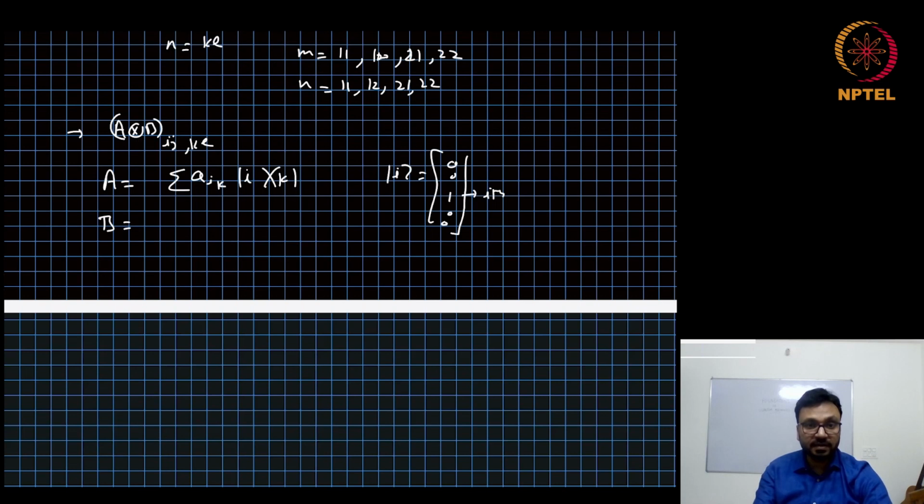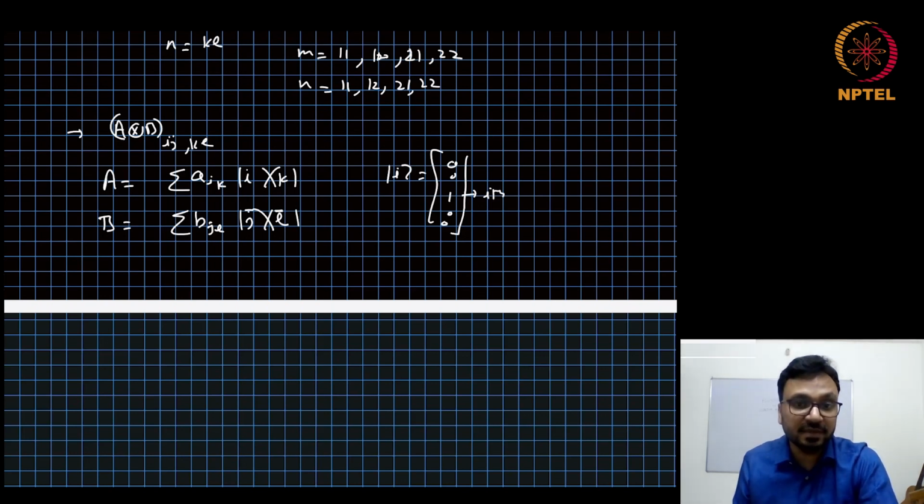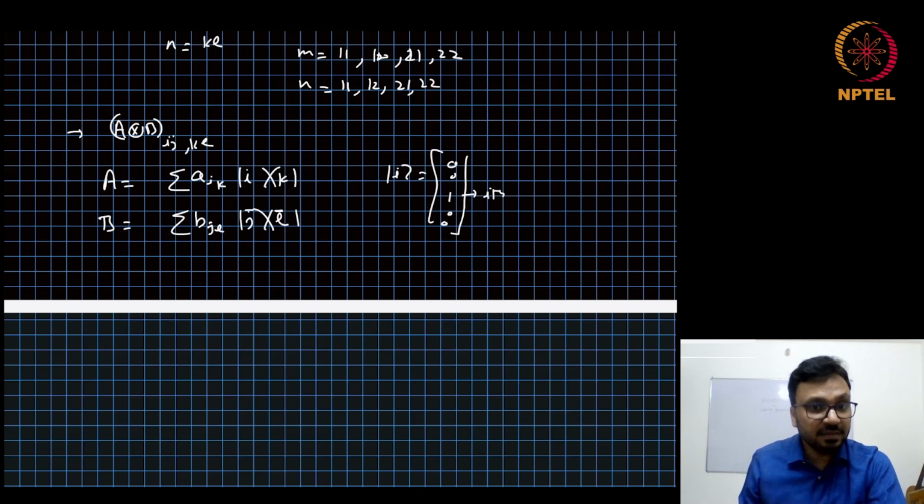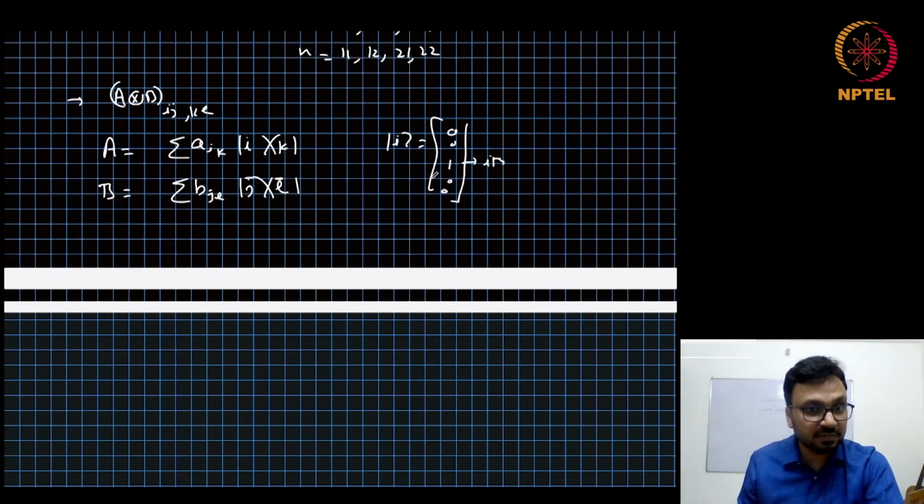Similarly, B we can define as b_jl, j outer product l. Okay, let me put a bar here to say that they don't need to be from the same Hilbert space, but we can always find a computational basis in both the vector spaces.